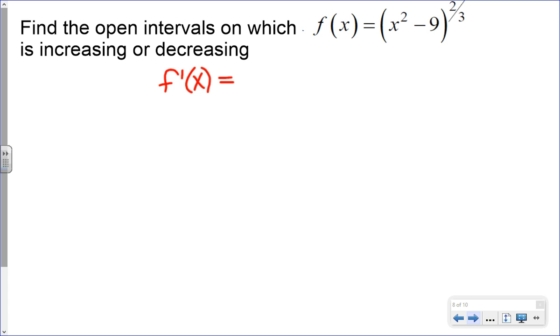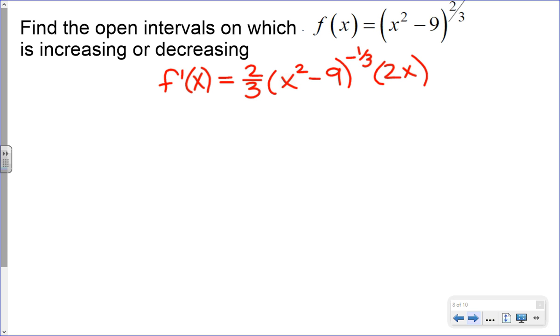Okay, so we do the power rule and you have 2/3 times the quantity x squared minus 9 to the power of -1/3 times 2x. Do you agree? Yes. Good, because it's right.